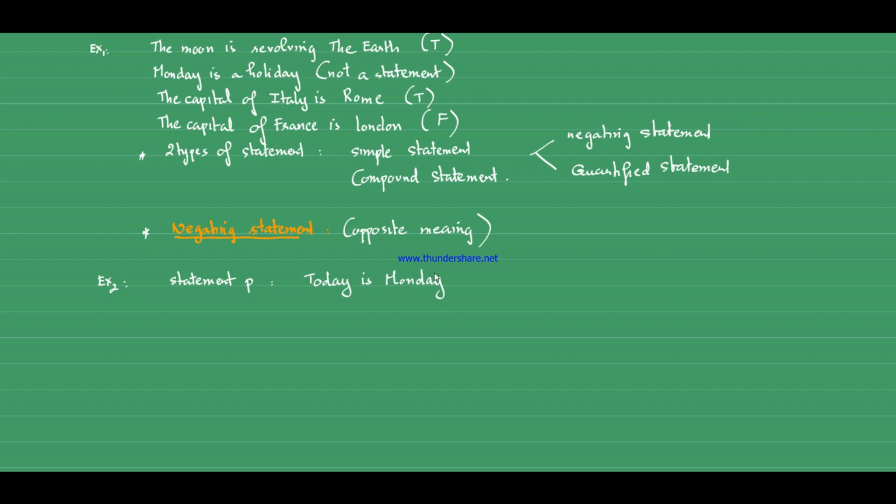To negate this statement, I can put a negation symbol, something like this. There you go. This is called a tilde. Tilde of statement P is: today is not Monday. There you go. We just negate it. We just change it into the opposite meaning.